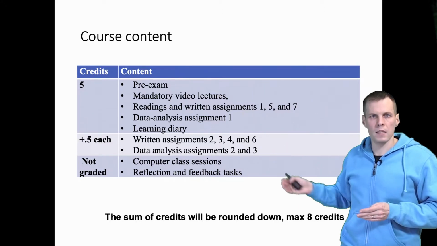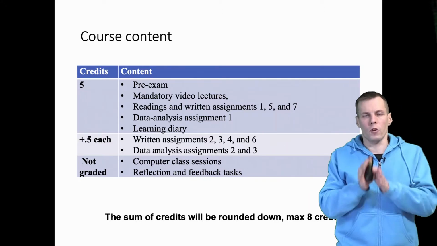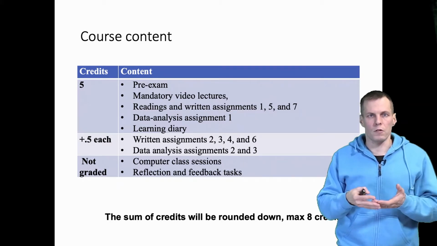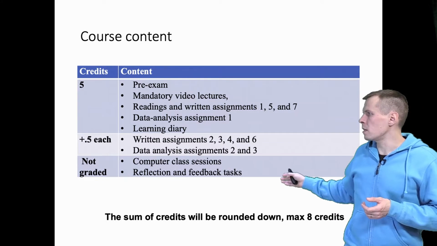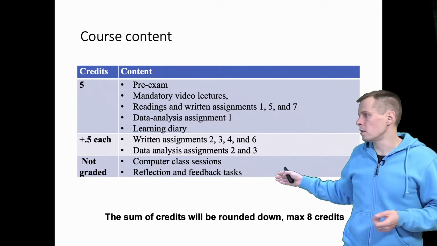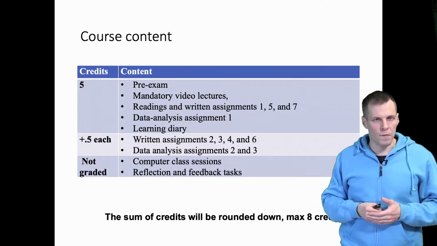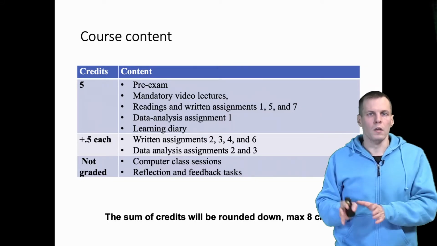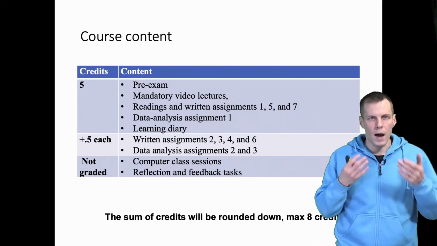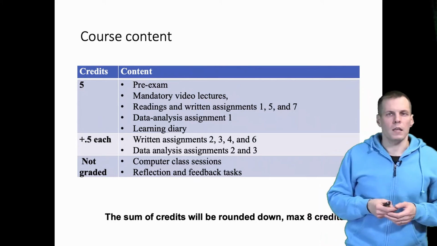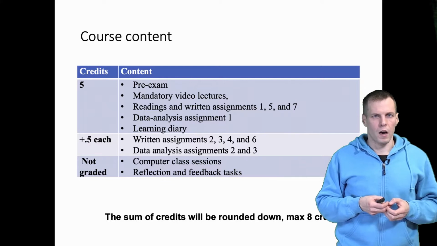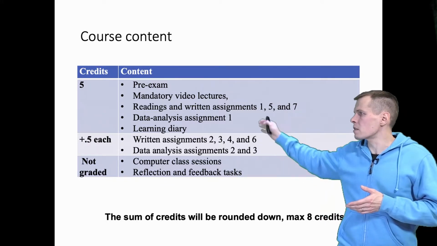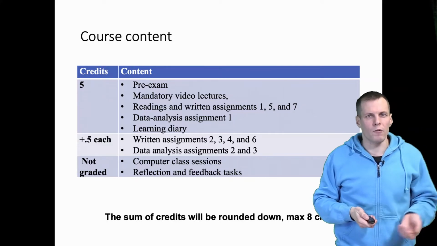These are more advanced and they are more for those who really want to understand these issues and apply them in their own research. And then we have things that are not graded: computer classes are not graded, and reflection and feedback tasks, which are short tasks that you do at the end of each unit, are not graded either. The maximum number is 8 credits and the sum of credits will be rounded down. Let's take a look at what each of these elements contain in more detail and how they're graded.